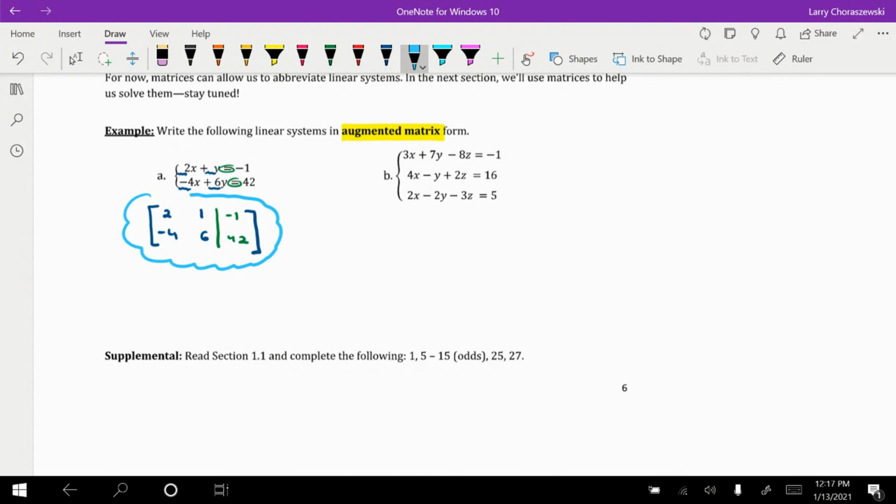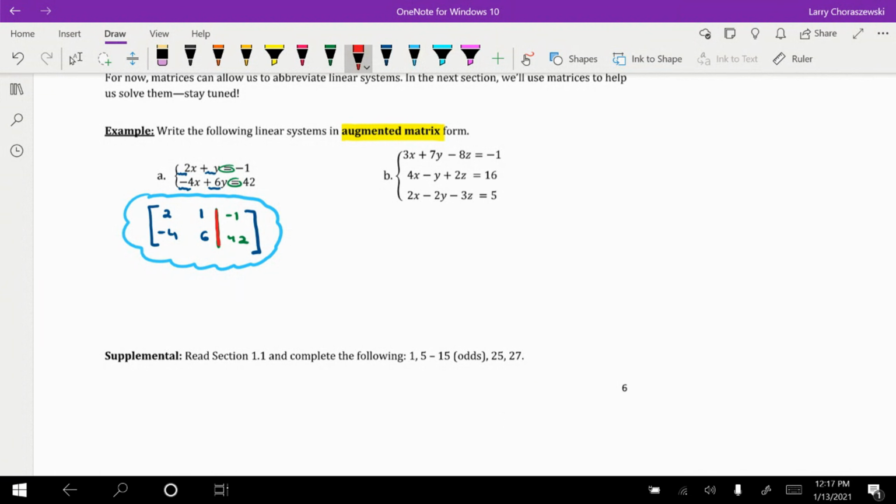It's called augmented because we're augmenting, or joining, in a sense, the constants with the coefficients all in one matrix. And we use this long vertical bar just to tell ourselves that anything on the left-hand side of this is a coefficient, whereas anything on the right-hand side of this is a constant.